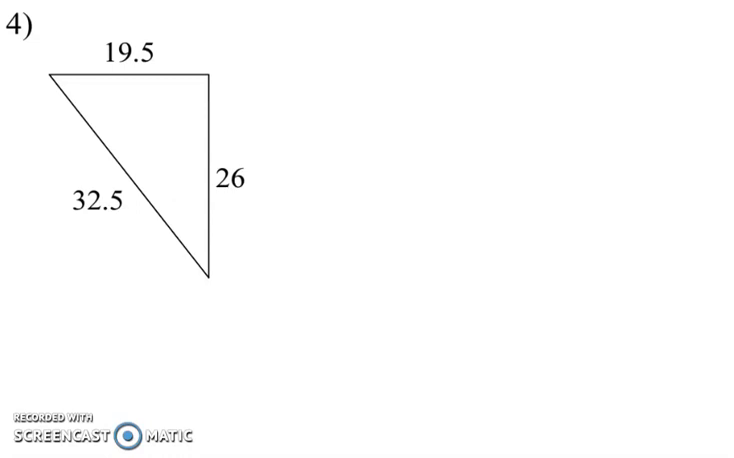In number 4, we are trying to identify whether this triangle really is a right triangle or if it's an acute or an obtuse triangle. And the way that we're going to do that is to set up the Pythagorean theorem, a squared plus b squared equals c squared, and see if that really works. If it really works, then it must be a right triangle because the Pythagorean theorem only works with right triangles.